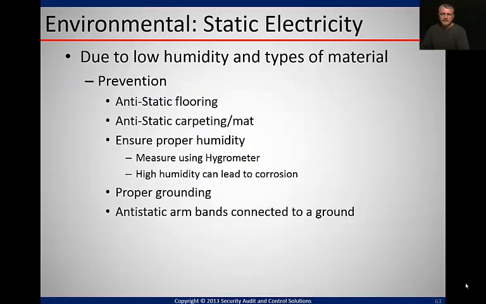A risk that we need to consider as well is static electricity in the environment. It is due to low humidity and the types of material being used. We can prevent it by using anti-static flooring, anti-static carpeting, or certain mats. We can have proper humidity, and this is measured using a hygrometer. High humidity on the other side can lead to corrosion. Proper grounding as well. In the olden days, if you can remember, you had anti-static armbands connected to a ground when you worked on computer equipment.